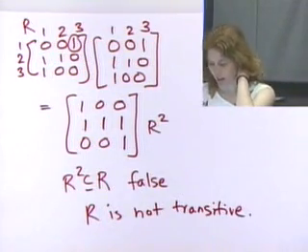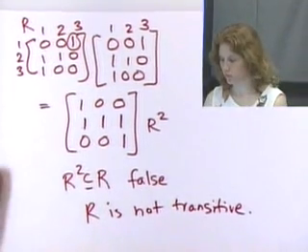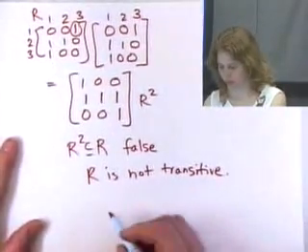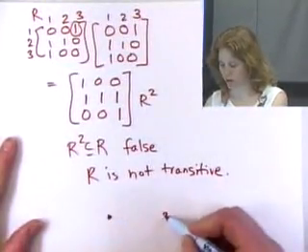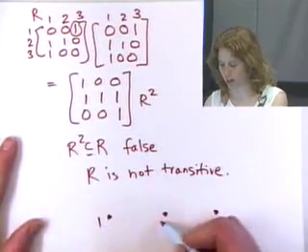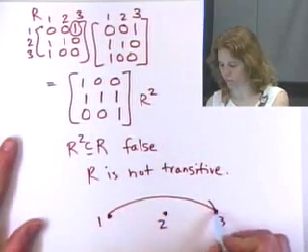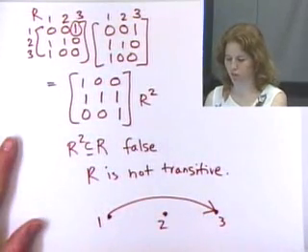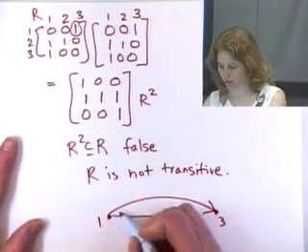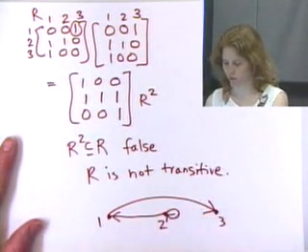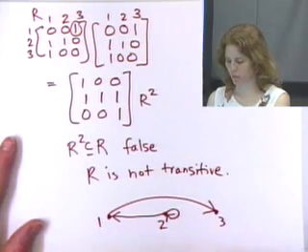So just to double check that, let's draw a picture of this relation. So we have 1, 2, and 3 all relating. In our relationship, we had an arrow from 1 to 3. We have 1 from 2 to 1, and 1 from 2 to 2. And we have 1 from 3 to 1.